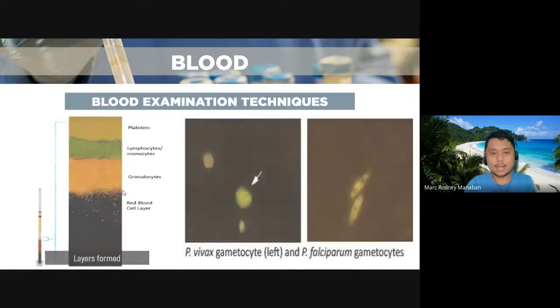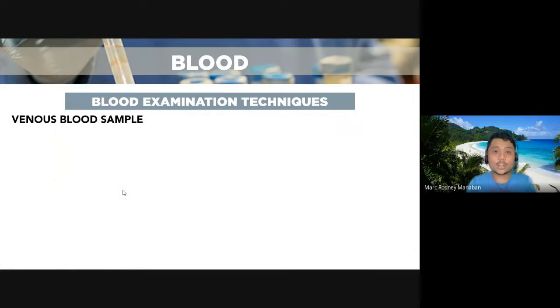The next source is your venous blood sample. Usually when we use a venous blood sample, it is anticoagulated, so we use anticoagulated tubes, of course EDTA, purple top tubes. Usually for venous blood samples, we subject them to concentration techniques, and with concentration techniques we usually detect microfilariae, the filarial worms.